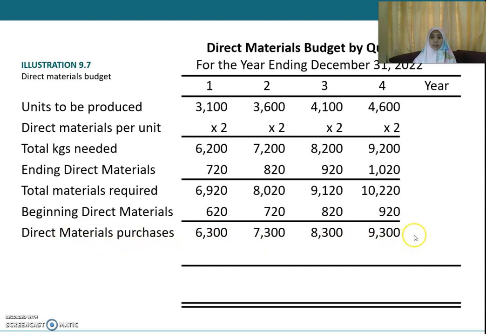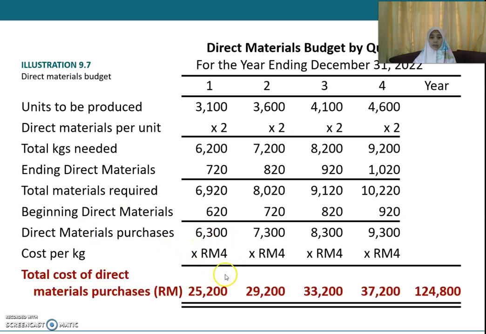This one is in terms of the quantity, in terms of kilograms: how many kilograms you require for that particular material. And then you have to multiply by the price or cost per kilogram. This one is already given in the question. The cost per kg is 4 ringgit. So you will arrive at 6,300 times 4. That will be your total cost of direct material purchases.